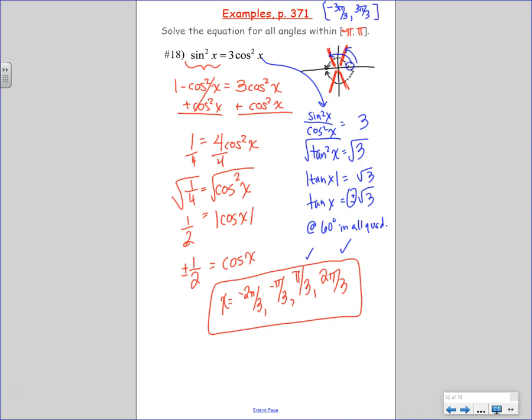Then I went negative and said, oh cool, I can go negative pi over 3, like you guys did on that one. You saw you could go negative pi over 4 and you were right. So we went negative pi over 3 in the interval, and that was good. And then we went negative 2 pi over 3. Those are the only things.